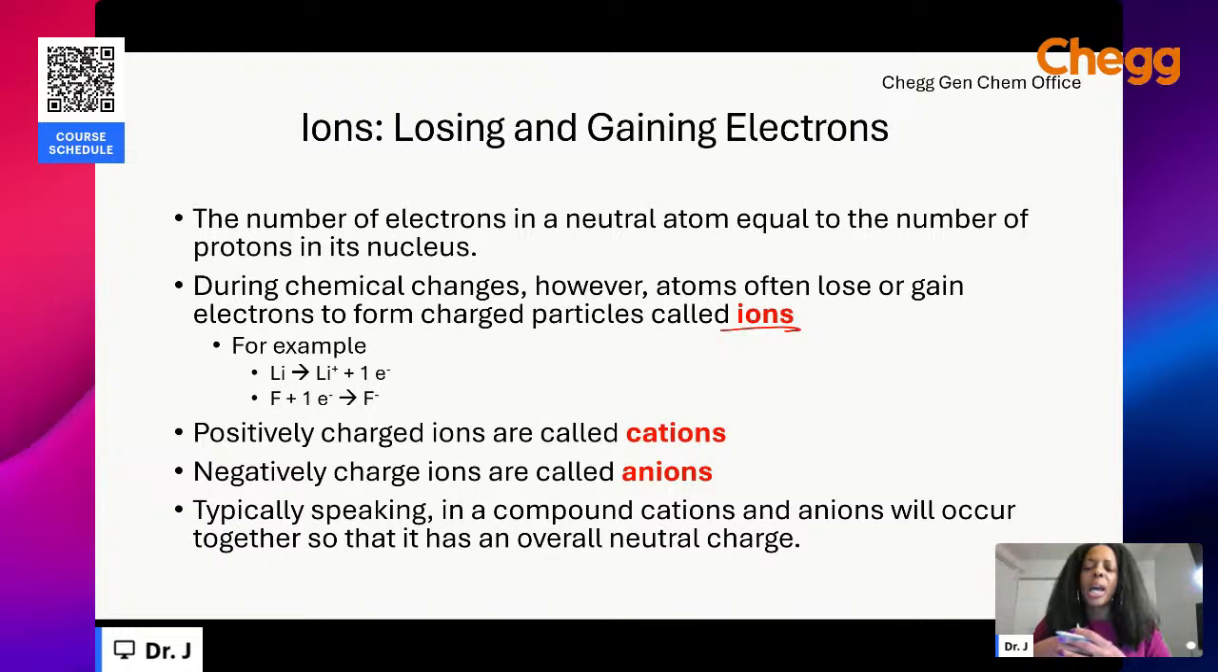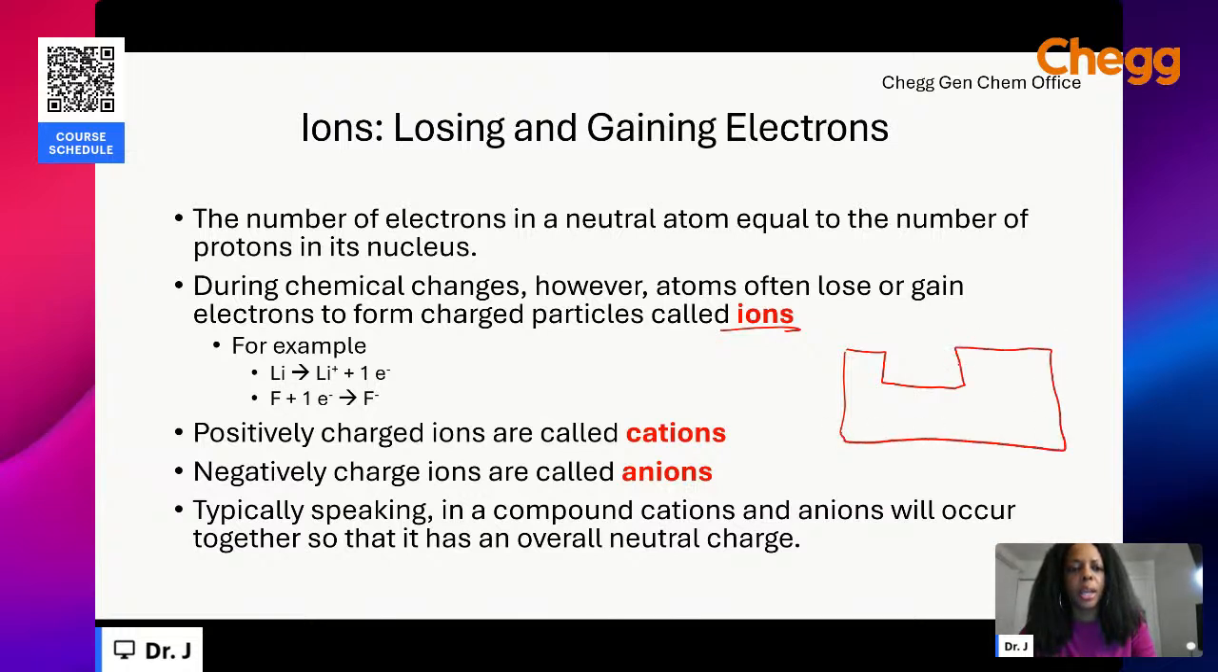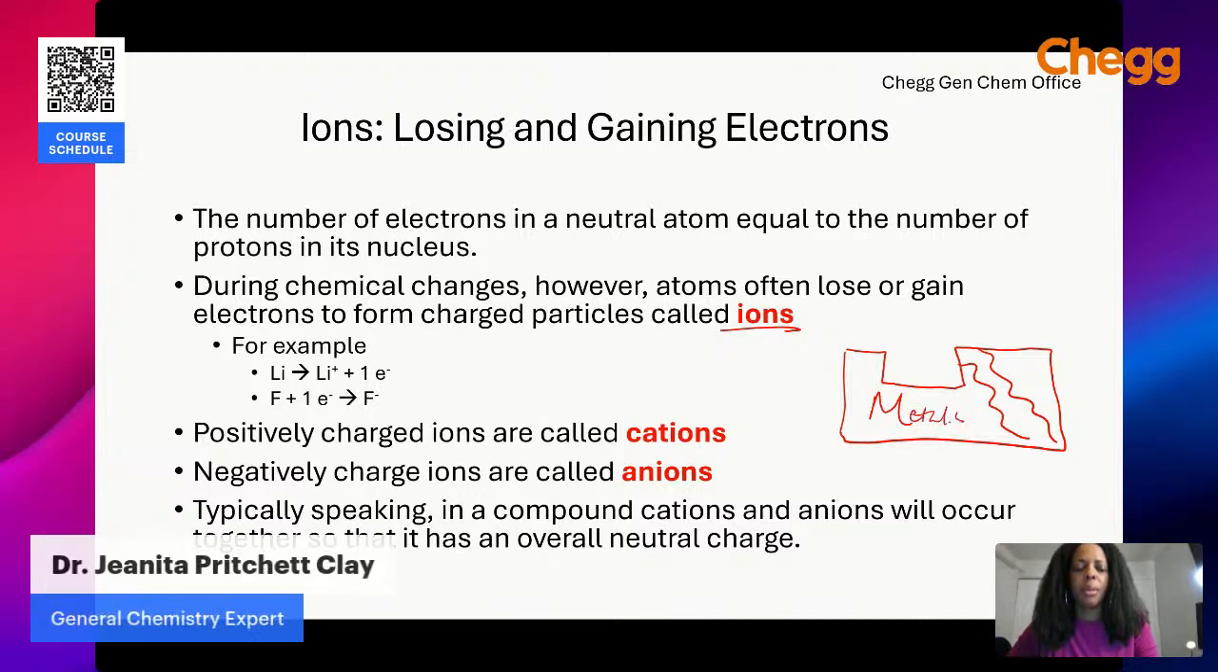And so oftentimes our metals, and just to help you remember your periodic table, this is what our periodic table looks like. We got that little step that's going down here. This whole area on the left-hand side, these are our metals. This area up here are our nonmetals. And then the step, those are our semimetals.